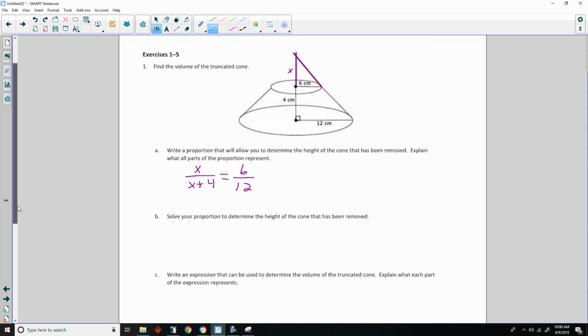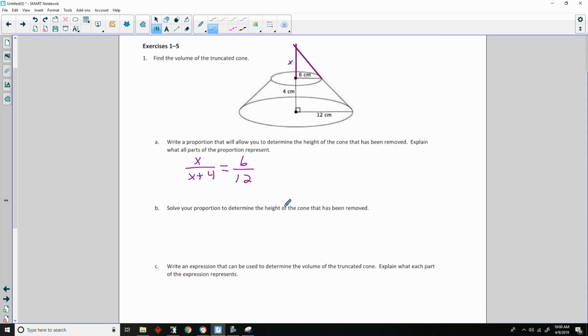Part B says to solve the proportion to determine the height of the cone that has been removed. So 12 times x is 12x equals 6 times x plus 4. So 12x equals 6x plus 24. Subtract 6x from both sides, and we get 6x equals 24. Divide both sides by 6.